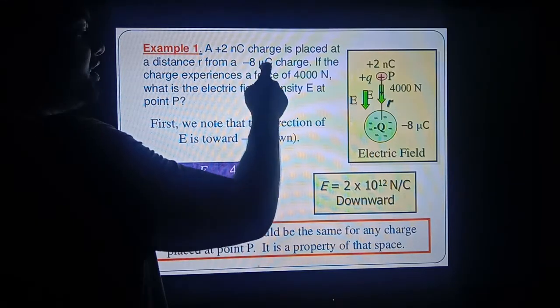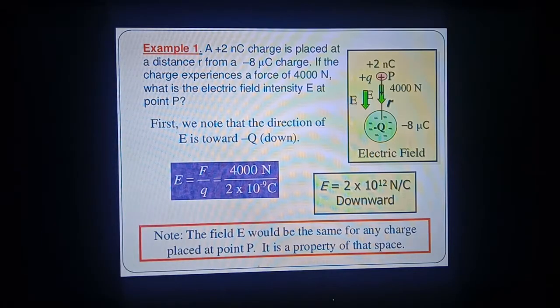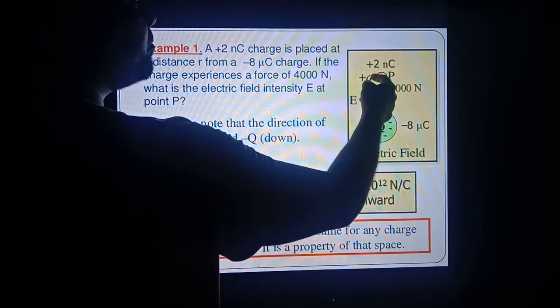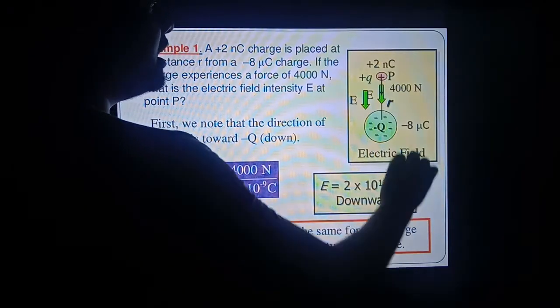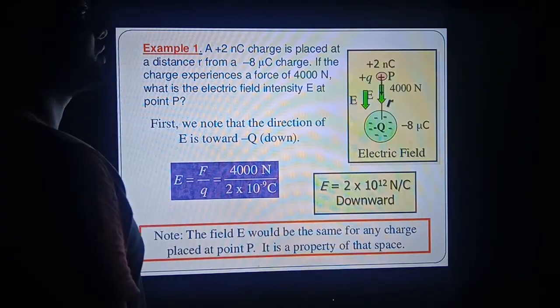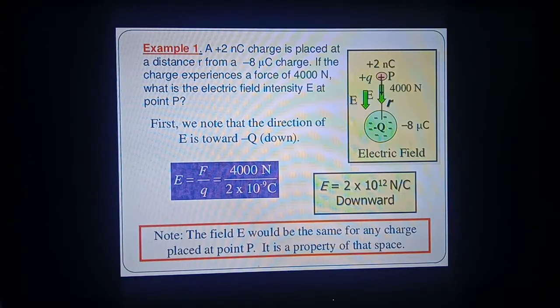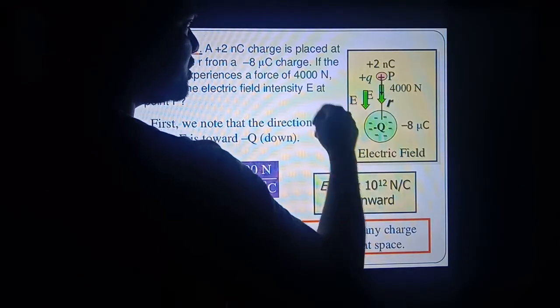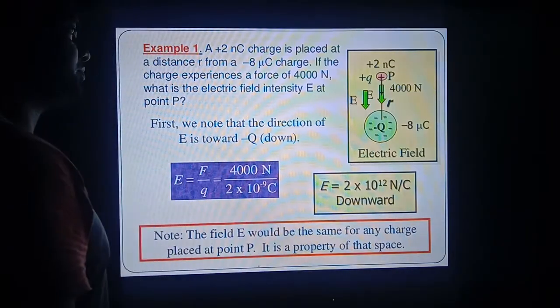See, micro means 10 raised to power minus 6. This is the -8 microcoulomb charge. This is the +2 nanocoulomb charge, and the distance between the centers of these two charges is r. Then if the charge experiences a force of 400 Newton, meaning the force acting on this charge due to this charge is 400 Newton.